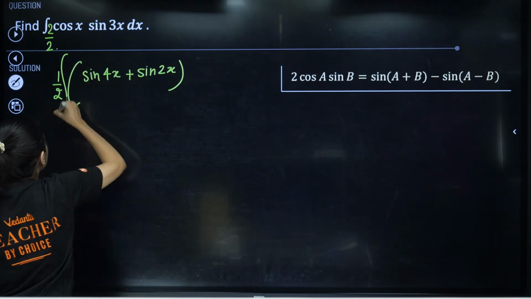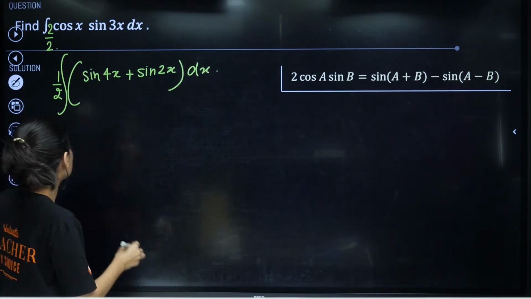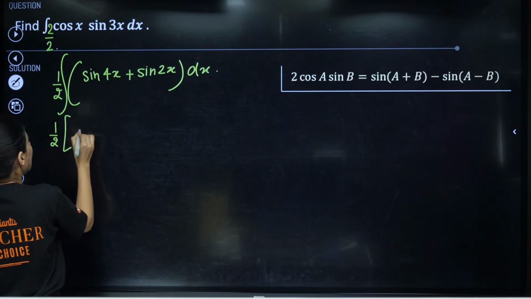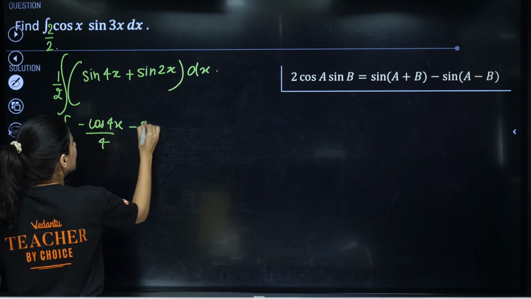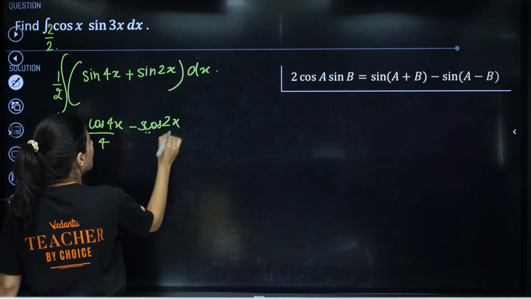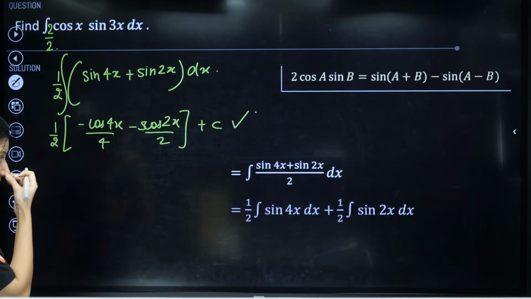Integral dx. Now it's very easy. The integral of sine is minus cos. So 1 by 2 times minus cos 4x upon 4 minus cos 2x upon 2, plus constant, is our final answer.